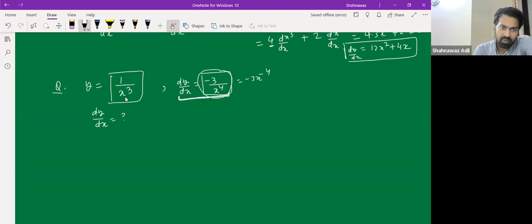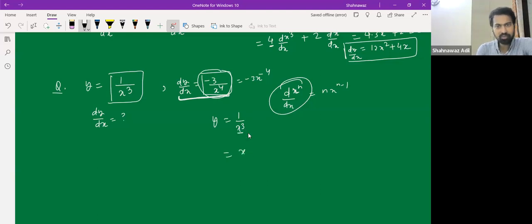So this power is in the denominator. So how can we write 1 by x cube? We know about this formula only, right? This is nx to the power n minus 1. So we have to write any terms in the power of x. So 1 by x cube, we can take x in the numerator. So the power would become what? X cube, this minus 3, right?